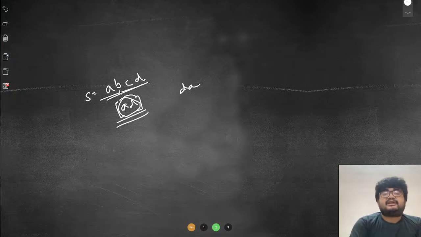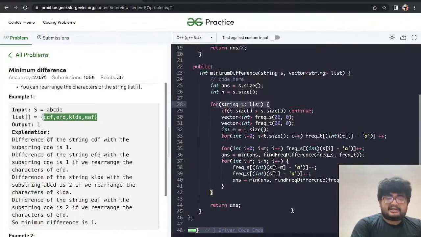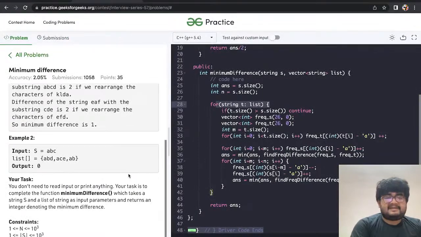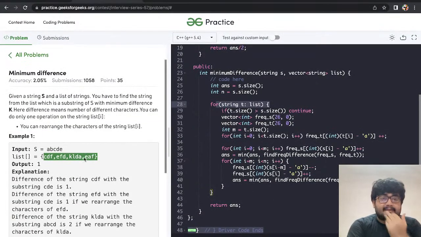there is no substring of length 4 here. There is no substring of length 4, right? So you can only compare between substrings of similar length. I'm not sure how they have done it, but for this case I believe it should be 2, if I'm not reading the question wrong.